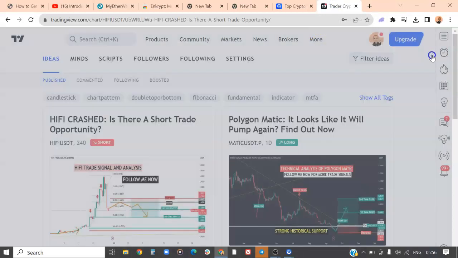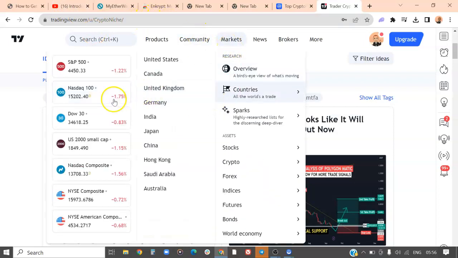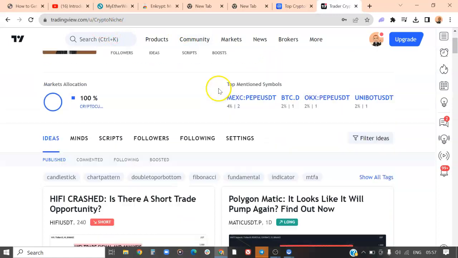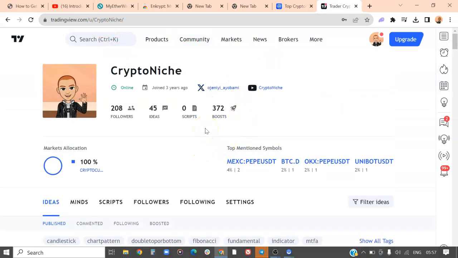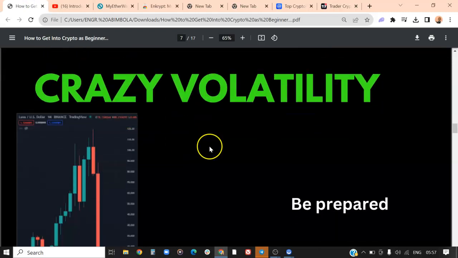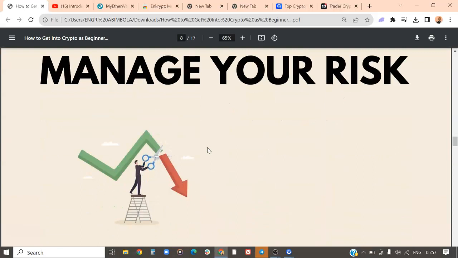So what this is telling you is that if a particular coin has crashed before, okay, if a particular coin has crashed from $2 to $0 before, or 1 cent before, it means that it is still possible. It may still happen again. For that reason, you should be prepared. Be prepared for any eventualities, any catastrophe. Be prepared for it. And when you are prepared for it, it allows you to have sound risk management.